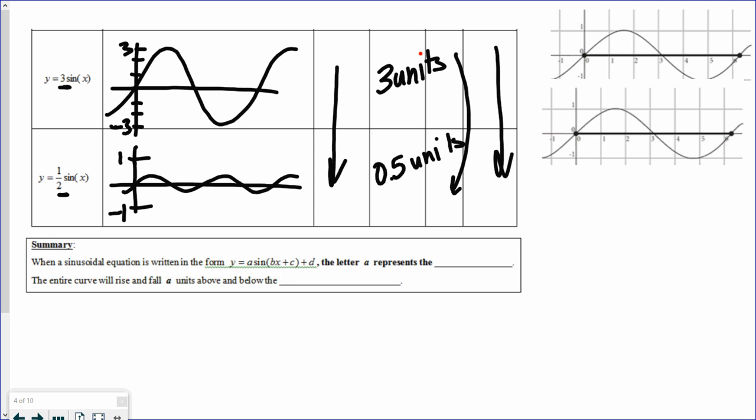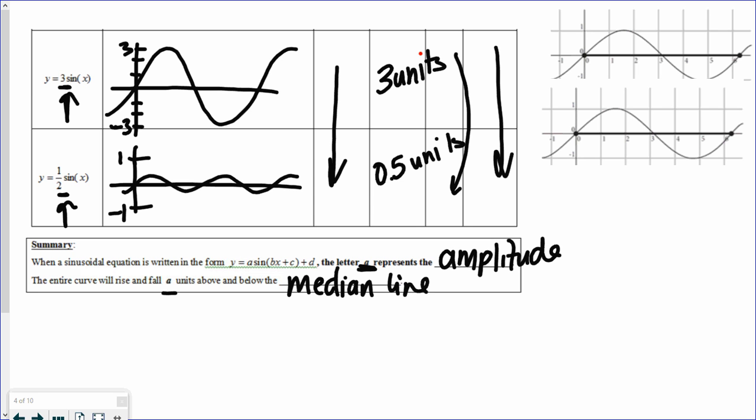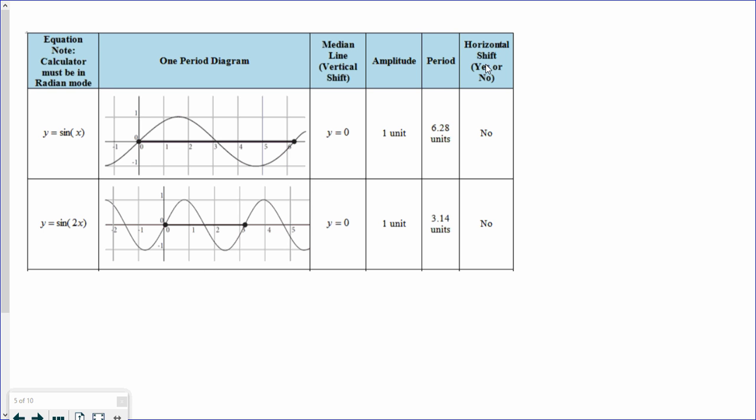So what you can figure with the summary, the letter A, which is what we were changing in all of these, the letter A represents the amplitude. The entire curve will rise and fall A units above and below the median line. So D, we know, represents the median line. A represents the amplitude. These are things that you'll kind of need to remember.